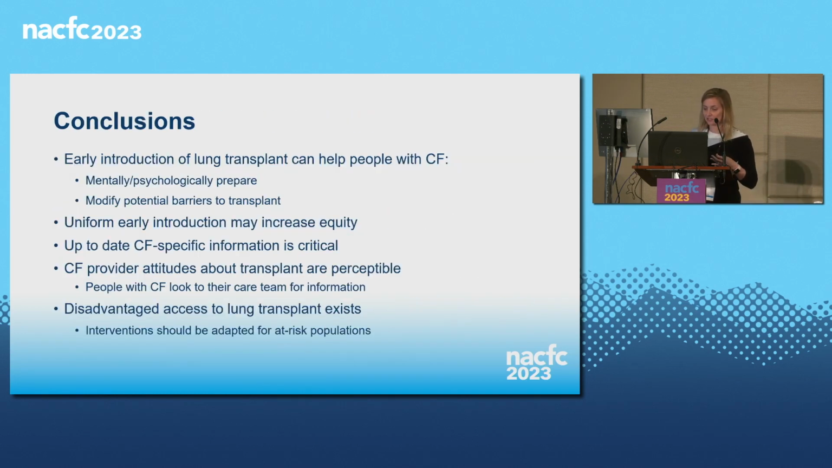And then disadvantaged access to lung transplant exists for people with CF who have Medicaid insurance, Hispanic ethnicity, and/or minoritized race, and interventions that are aimed at improving preparedness for lung transplant should be adapted for people at the greatest risk for needing transplant and/or at risk of missing their opportunity for transplant.